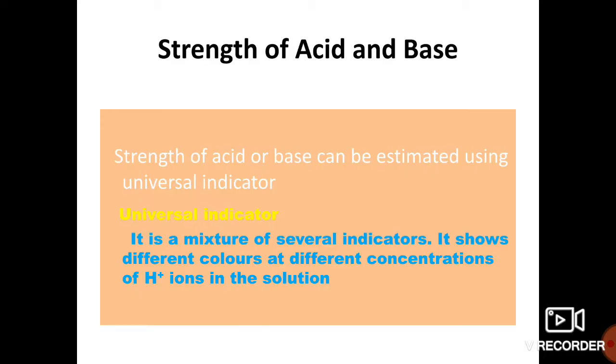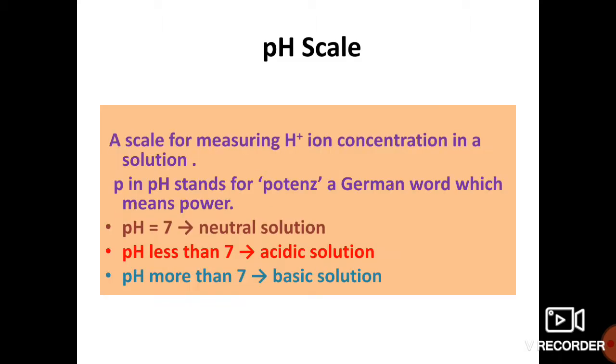Strength of acid and base. Strength of acid or base can be estimated using universal indicator. What is a universal indicator? Universal indicator is a mixture of several indicators. It shows different colors at different concentrations of H plus ions in the solution.